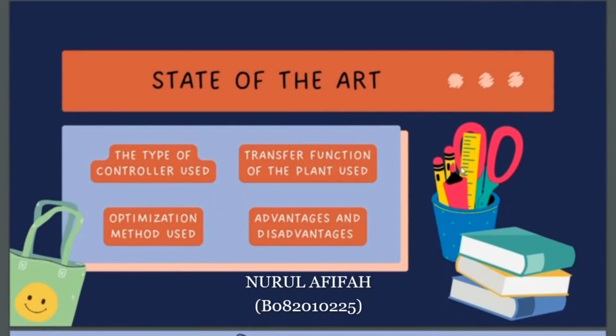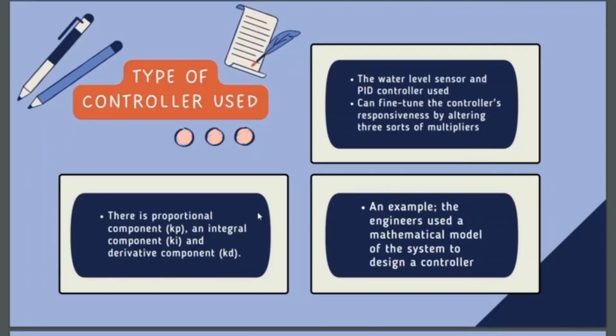My name is Nurul Afifa Binti Alias, and now it is my turn to continue the presentation for my part, which is the state of the art. In the state of the art, there are four parts, which are the type of controller used, the transfer function of the plant used, the optimization method used, and the advantage and disadvantage. So now I will proceed with the type of controller used.